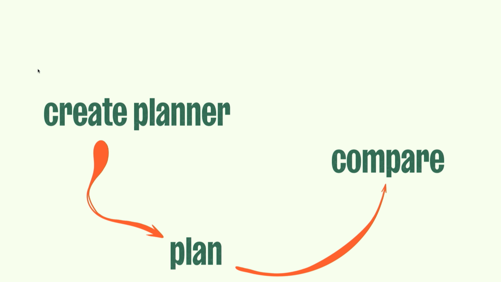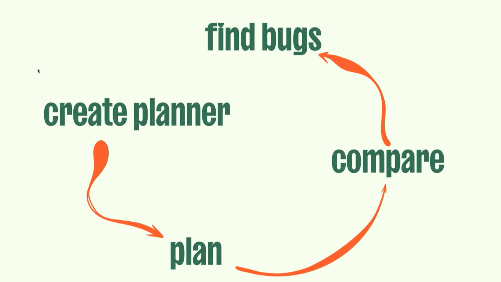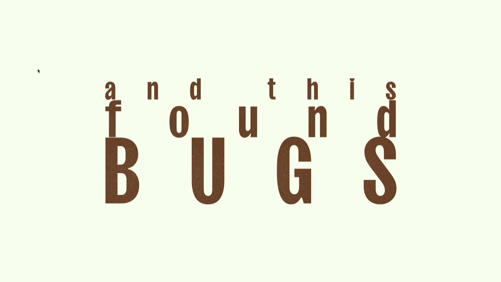But here, what we wanted to do is to have a little bit of a loop. We wanted to create a planner, plan the operations in two different implementations, compare the two plans, find bugs, and keep going in a loop as long as no bugs are left. Pretty simple, and we were able to find a whole lot of them.